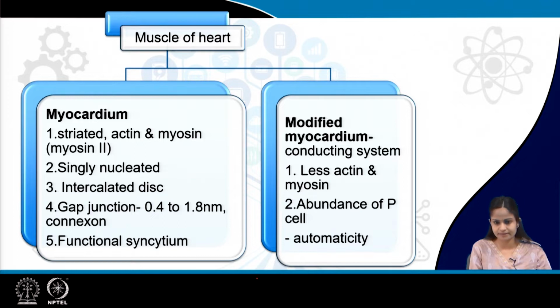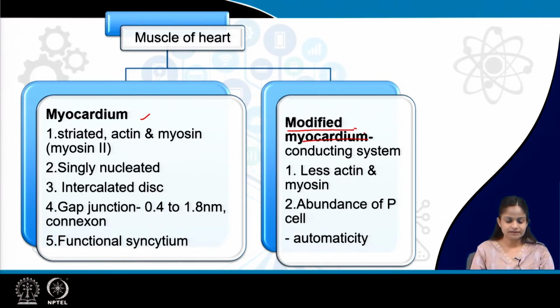Now, generally the muscles of the heart consist of two types of myocardium, the normal myocardium and the modified myocardium. The normal myocardium, which is striated in nature and consists of actin and myosin filaments, specifically myosin 2. This myocardium is mainly responsible for the contractile properties of the heart when the heart contracts. But the modified myocardium is mainly responsible for conduction, that means conducting the electrical impulse from one part to the other.